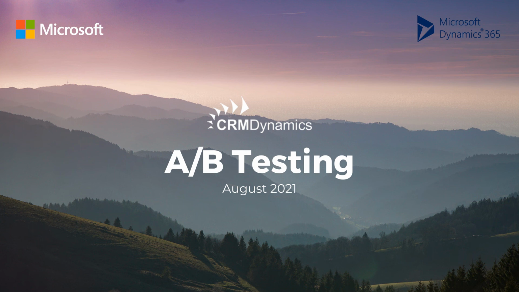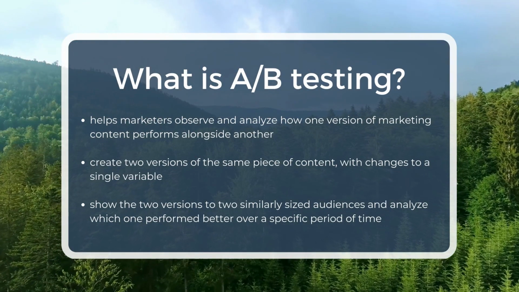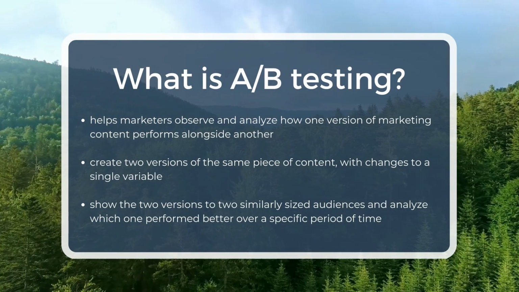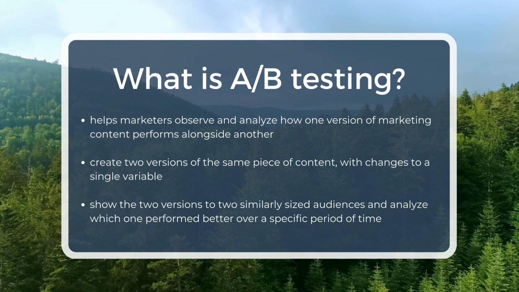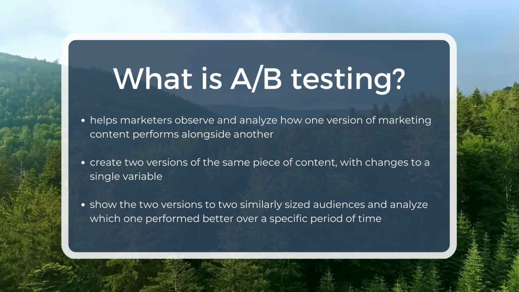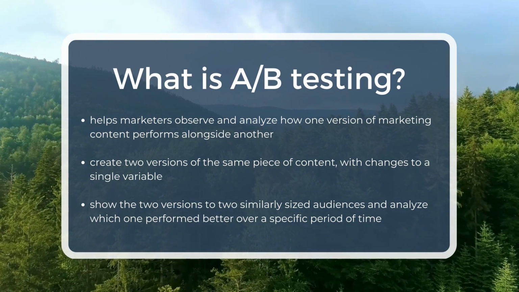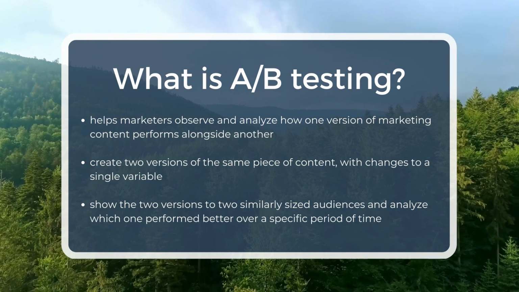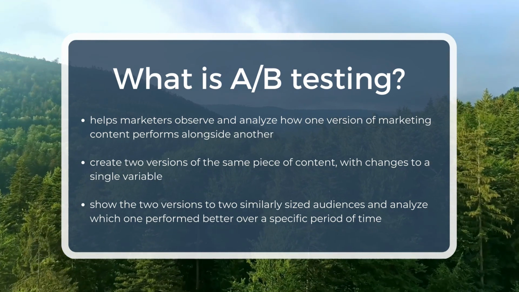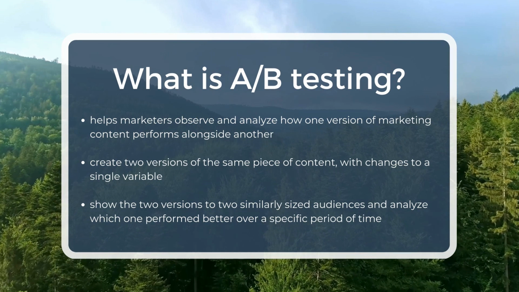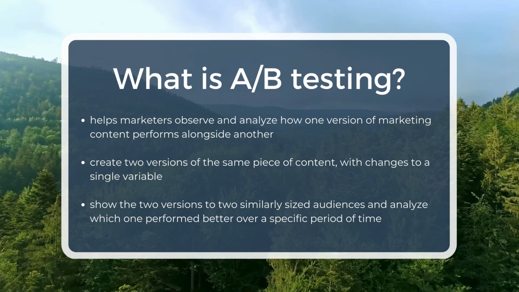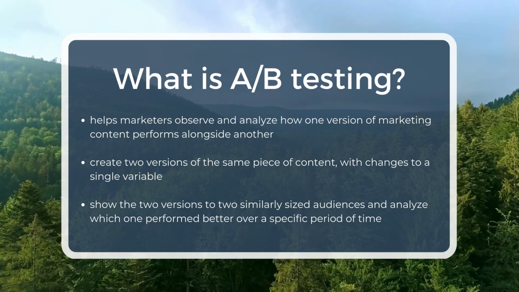Before we get started, let's talk about what A/B testing is. A/B testing helps marketers observe and analyze how one version of marketing content performs alongside another. To run an A/B test, you need to create two versions of the same piece of content with changes to a single variable. You then show these two versions to two similarly sized audiences and analyze which one performed better over a specific period of time.